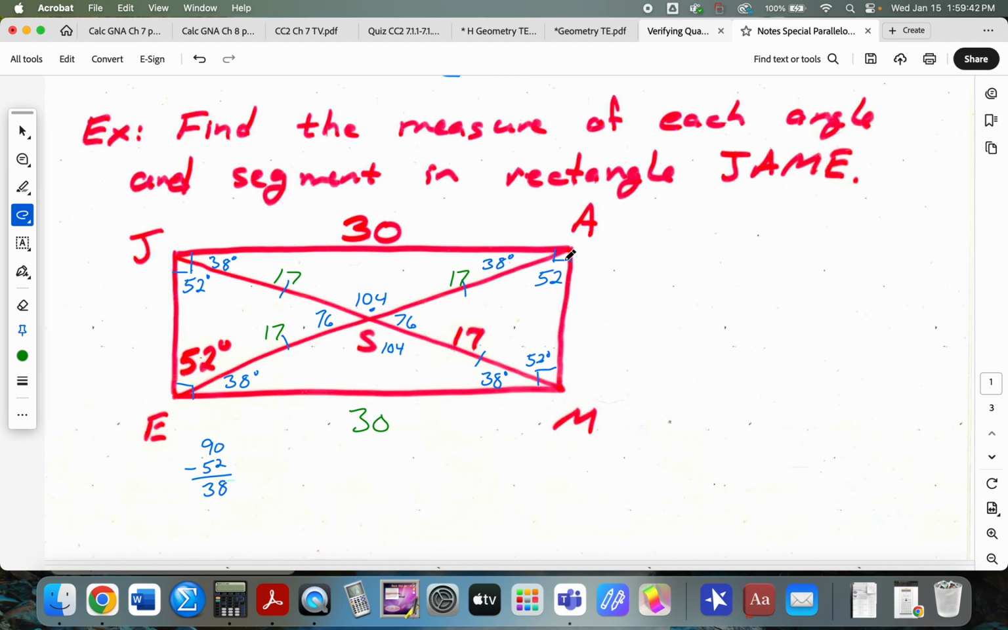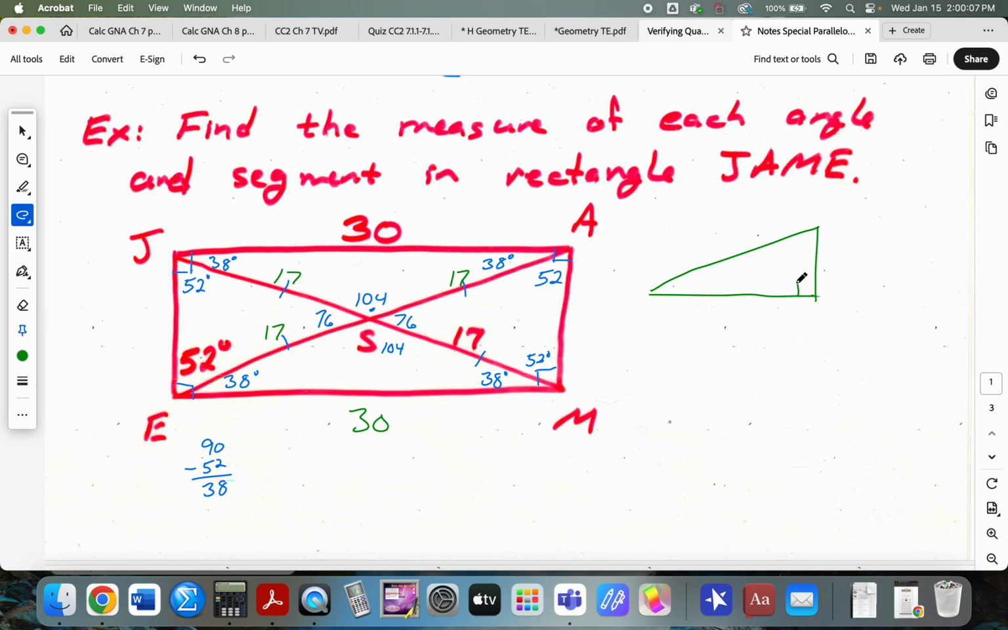Which leaves us with finding the length of AM, the length of JE. I know everything else. You have to not look at the little triangles to do this. You have to look at one of the big triangles, like triangle EAM. I think sometimes it's easier if you draw it separately so that you can see that triangle.